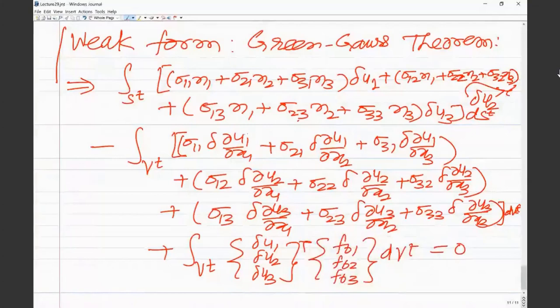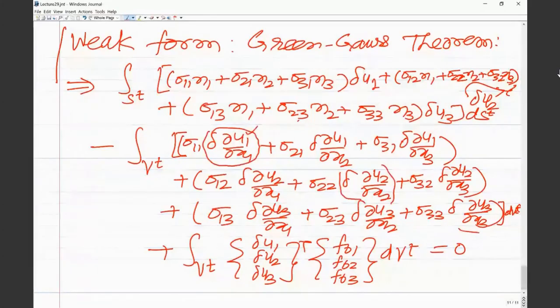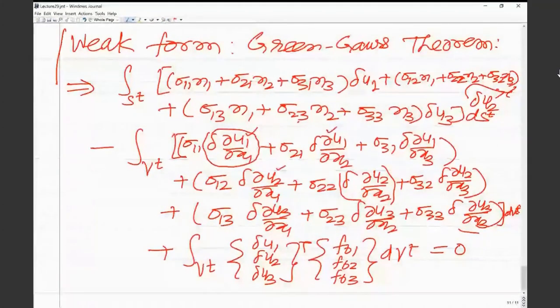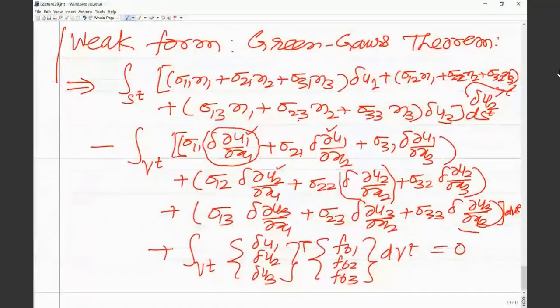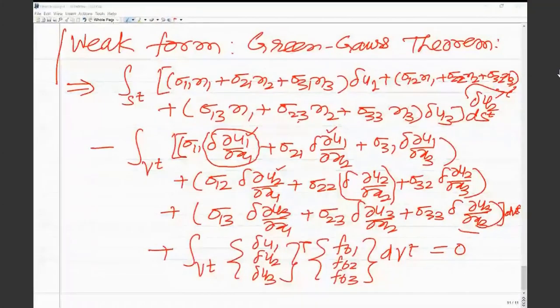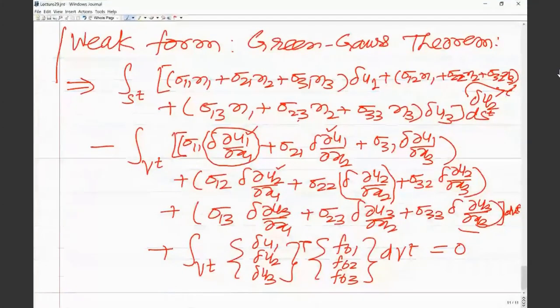And then if you look at this, I'm going to denote this term as delta epsilon 1, and this as delta epsilon 2, this as delta epsilon 3, and sigma 1,2 equals sigma 2,1. So I can write the sum of these two terms as twice delta epsilon 1,2, and so on. So, have you followed this?